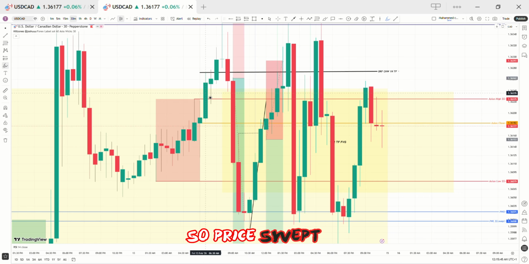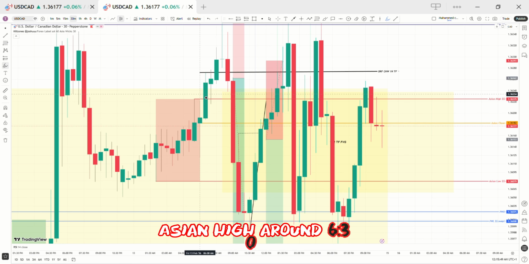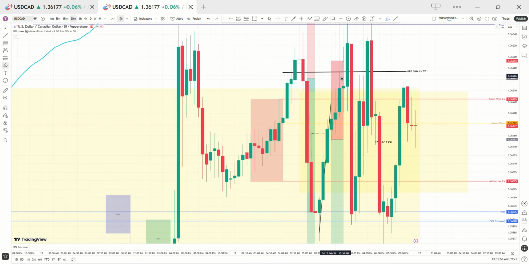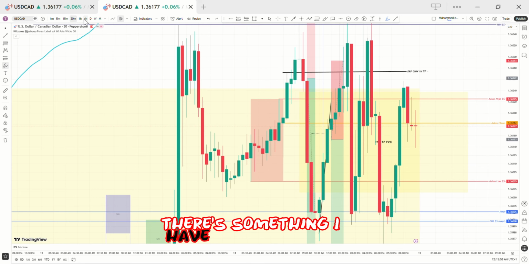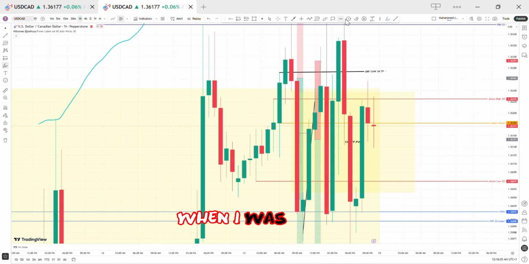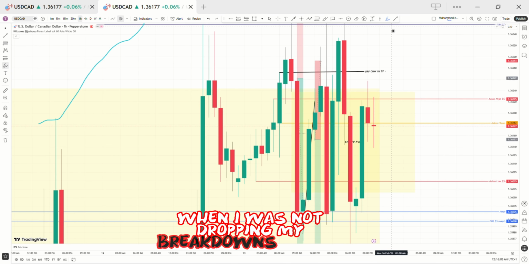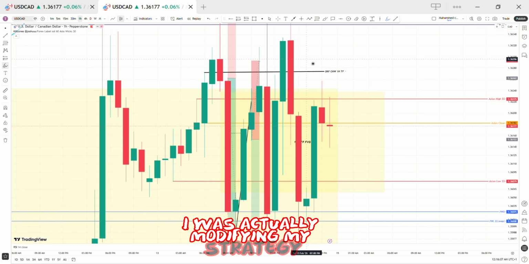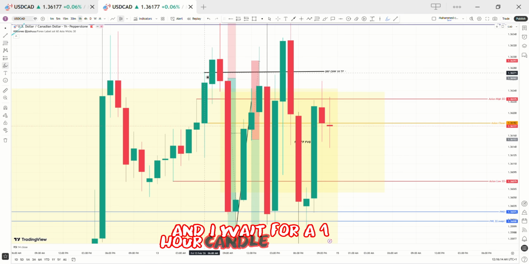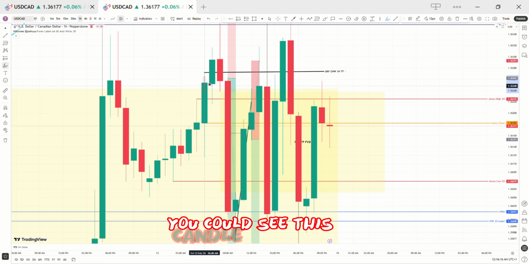So price swept the Asian high around 6:30. You see around 6:30 this candle. It's something I have included now in my strategy, because along the line when I was not dropping my breakdowns here on YouTube, I was actually modifying my strategy. So you could see price swept the Asian range, and I wait for a 1 hour candle to close. You see this candle closed.